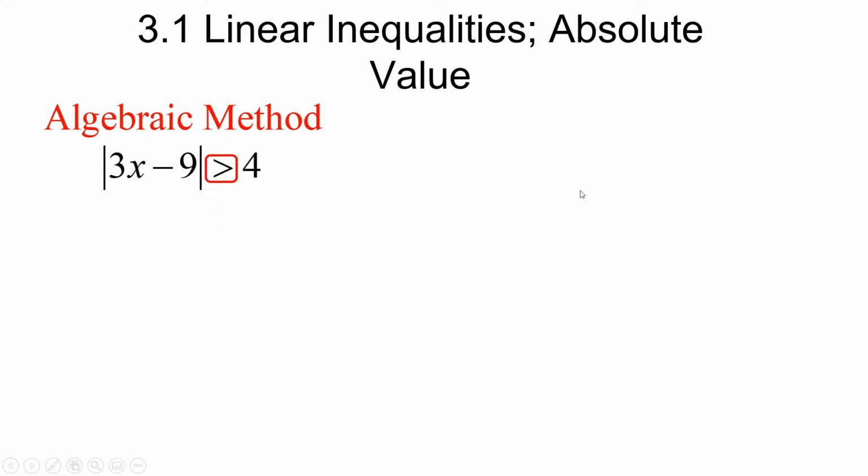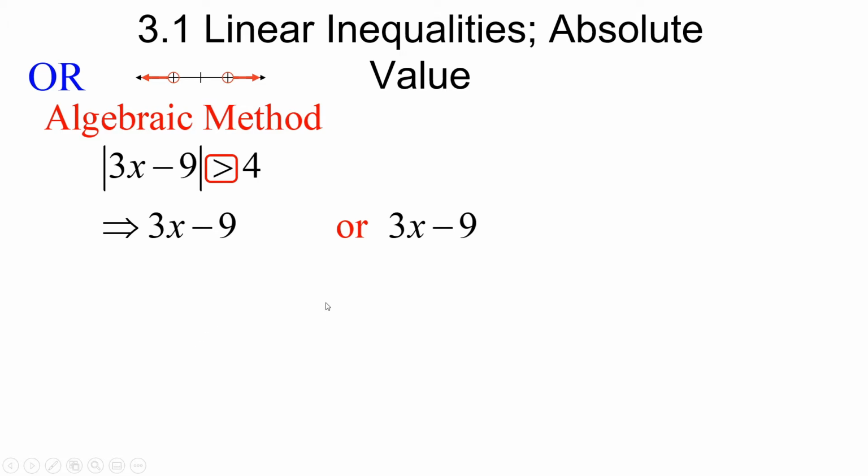Greater than. Okay, that means I'm going to have an OR situation right here. And that means my graph is going to be working out towards negative infinity on one side and infinity on the other. Something like that right there. So let's set this up algebraically.